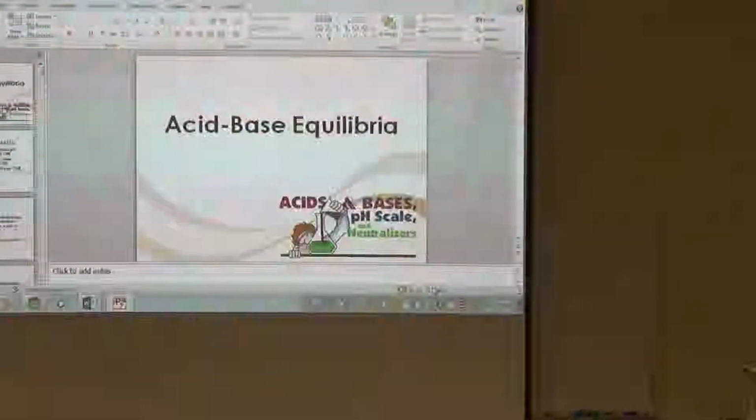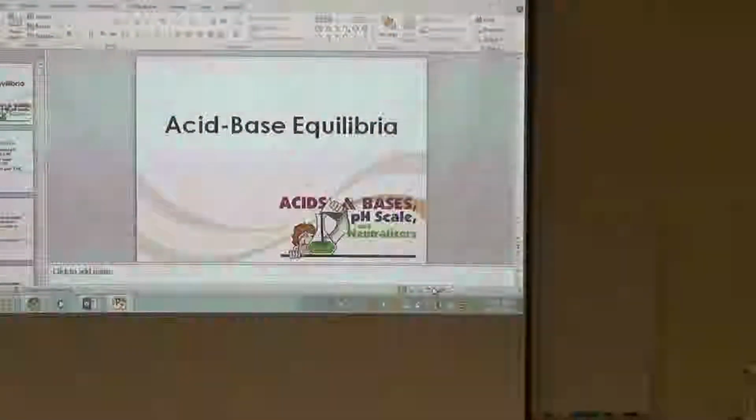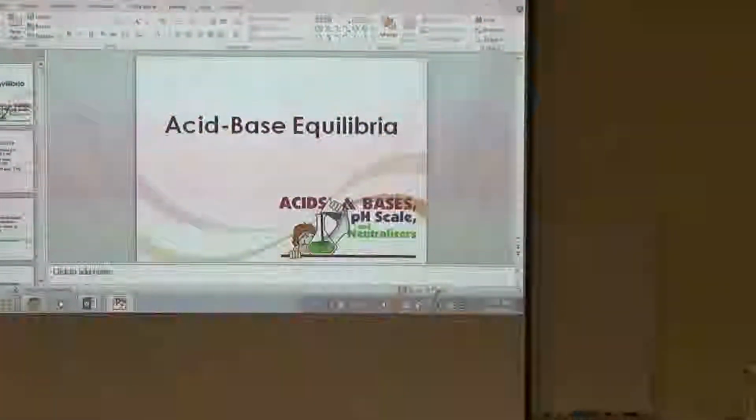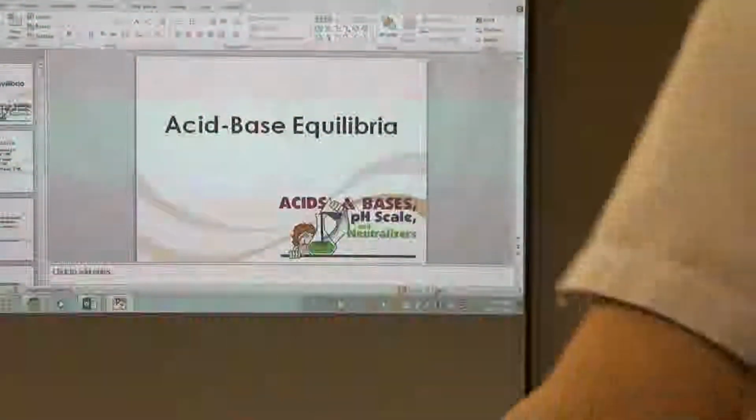These next 4 lectures will be on acid-base equilibrium. Another 3 more will be on solubility equilibrium. So I will start with showing you a little bit about the real-world effects of acids and bases.